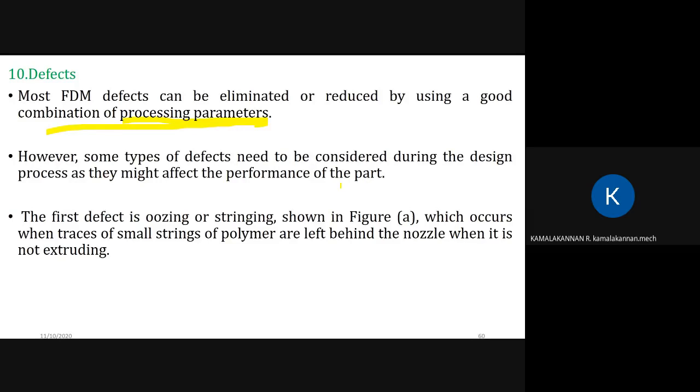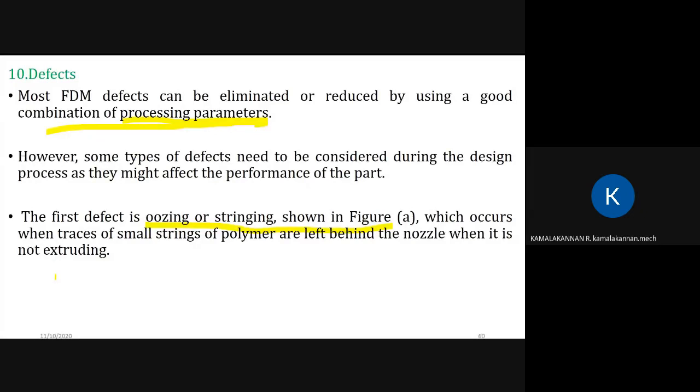Okay, the first defect is oozing or stringing. I have given the figure. What do you mean by oozing or stringing? It occurs when traces of small strings of polymer are left behind the nozzle when it's not extruding. It is nothing but a small output that comes after the process has been stopped.